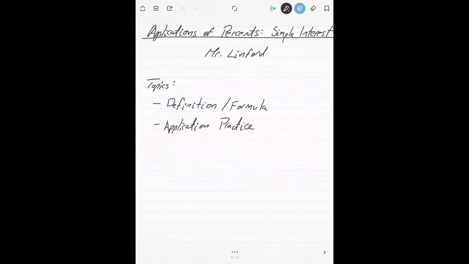Linford's math course. In this presentation, we're going to continue our talk about the applications of percentages, but this time talk about a specific application, that of simple interest. In particular, we're going to define simple interest and derive the formula for it, and then work through some example practice problems.